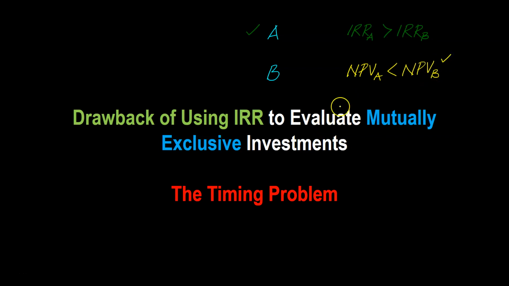Now, one instance in which this inconsistency between what IRR is telling you to do and what NPV is telling you to do can arise is when the projects that you are considering have different timing with respect to their cash flows. Let me try and illustrate using an example.